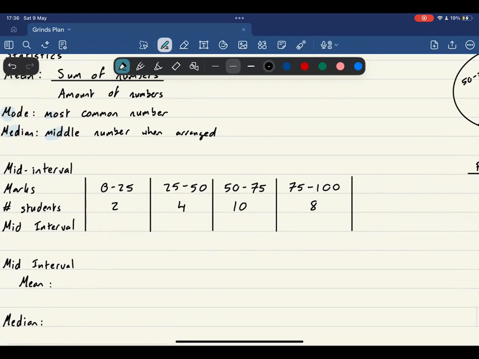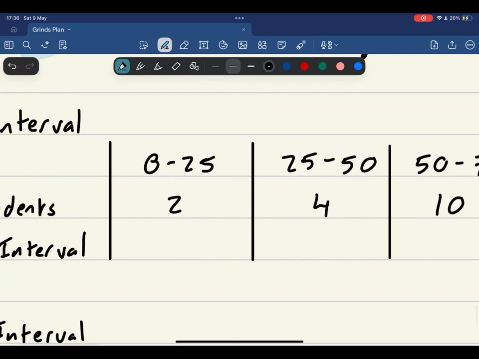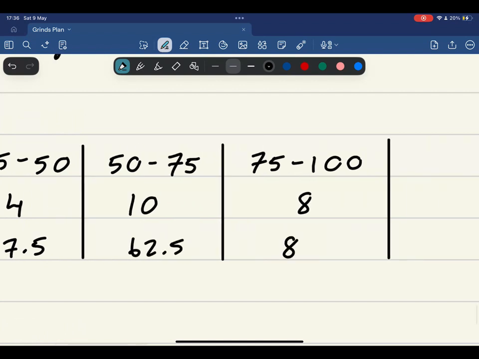Looking at mid-interval, we have an example here where it's the marks on a test, and we have a class size of 24, and that's how they're split. To do the mid-interval value, you take the number in between these two values. So the number in the middle will be 12.5, for our next one it'll be 37.5, the next one will be 62.5, and then the final 87.5.